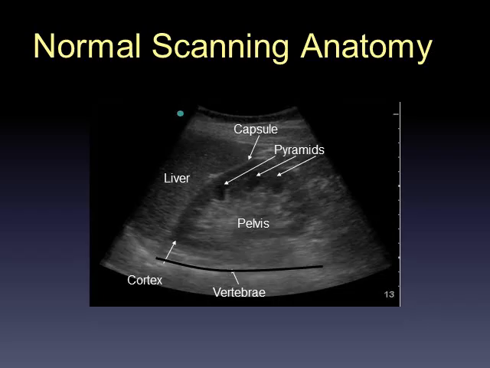Deeper to the image, we see the vertebra. And tapering away, we have the diaphragm. And there they all are labelled for you to commit to memory.